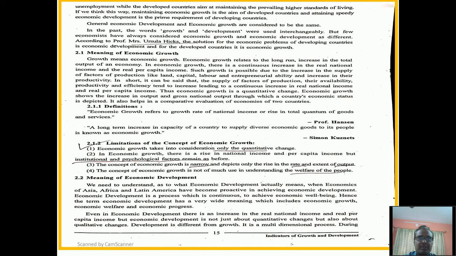In short, it can be said that the supply of factors of production, their availability, productivity and efficiency tend to increase, leading to a continuous increase in the real income, real national income, and real per capita income. Thus economic growth is quantitative change, very important here. Quantitative changes are there, not qualitative. Economic growth is only on the basis of quantitative changes. Economic growth shows the increase in output and gross national output through which a country's economic status is depicted. It is held in comparative value evaluation of the economies of two countries.